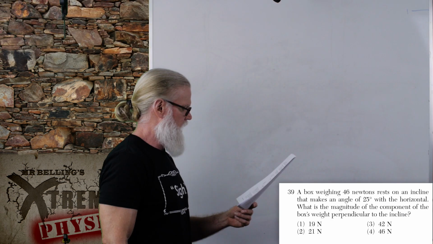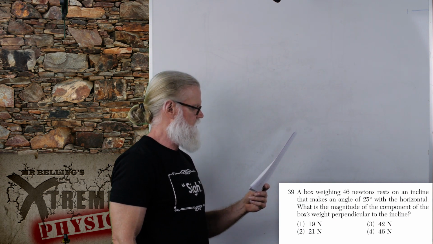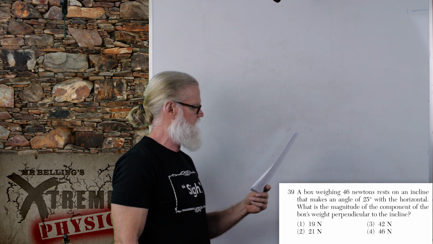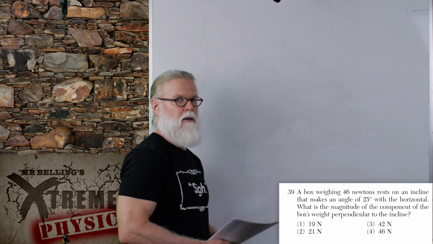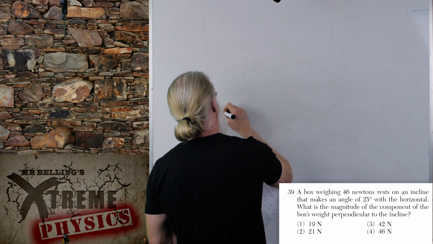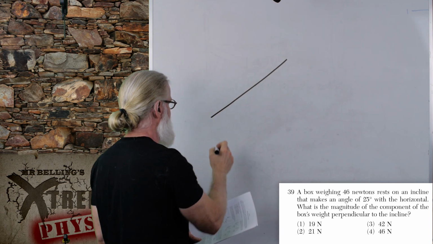And, all right. A box weighing, this is number 39, a box weighing 46 newtons rests on an inclined plane that makes an angle of 25 degrees to the horizontal. What is the magnitude of the component of the box's weight perpendicular to the incline? All right, the dreaded inclined plane problem. Let's take a look. Not so bad once you get the hang of it, but it's all about getting the hang of it.